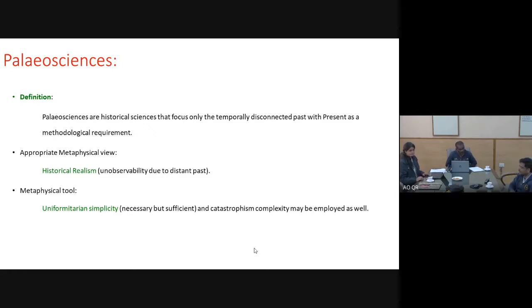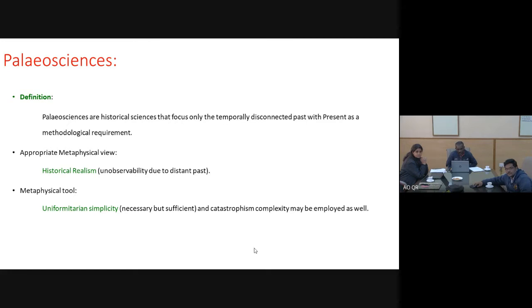So now another question: what is the appropriate metaphysical view to do paleosciences? There are many things you can go through. I just want to pinpoint historical realism. It actually comes under scientific realism. What is that? If you do anything with unobservability, then it is realism.